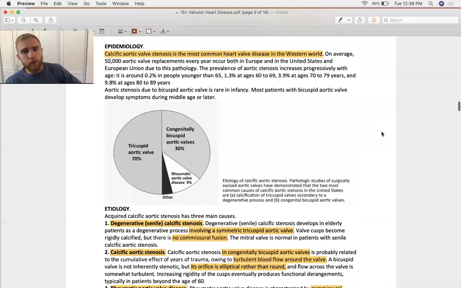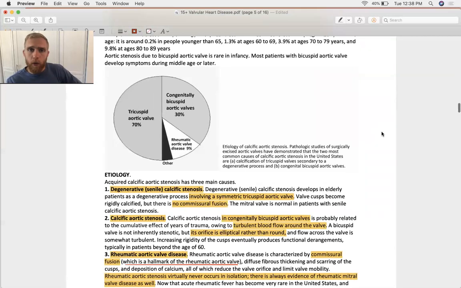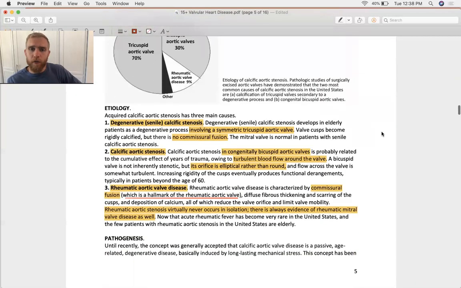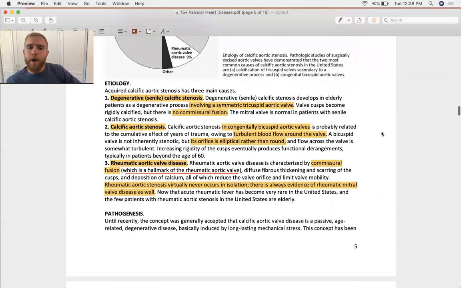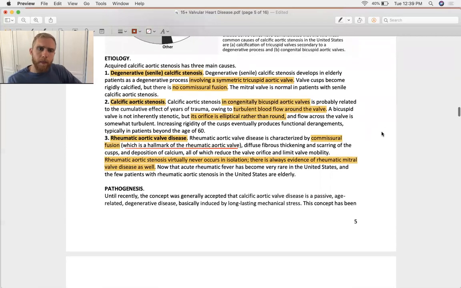So aortic stenosis is pretty common. It's the most common valve disease, period. And the most common cause of aortic stenosis is going to be this calcification of aging, and it's very multifactorial. It's this degenerative calcific stenosis in which you've got a normal tricuspid aortic valve, and there's no commissural fusion.